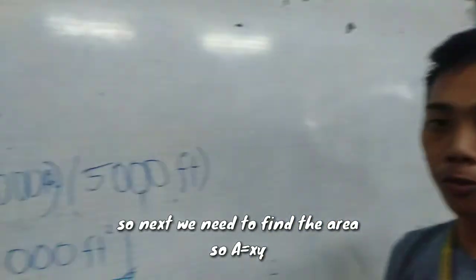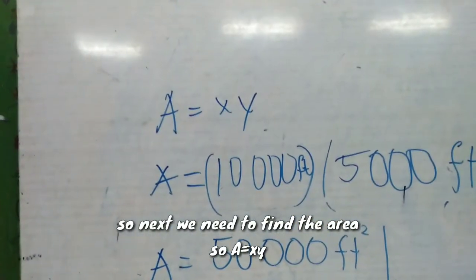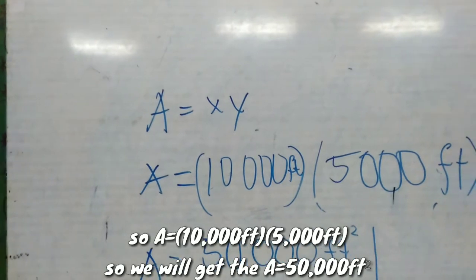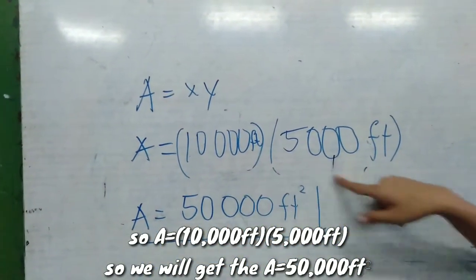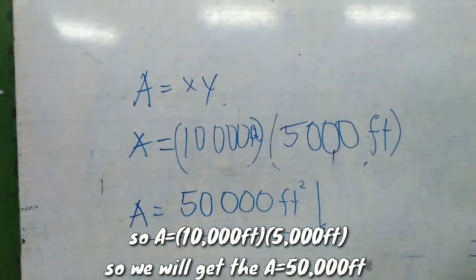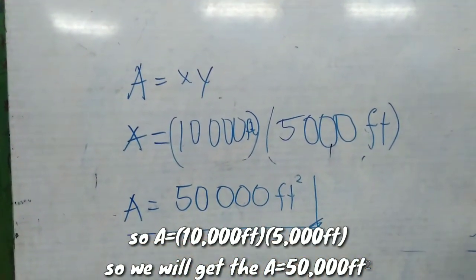So next, we need to find the area. Area is equal to x times y. So area is equal to 10,000 feet times 5,000 feet. So we will get the area is equal to 50,000 feet squared.